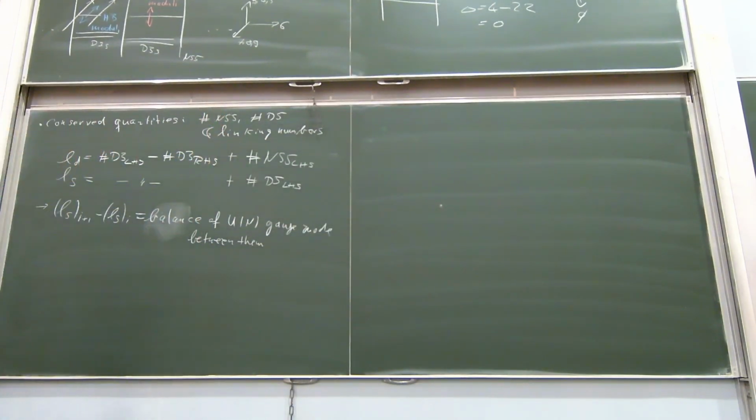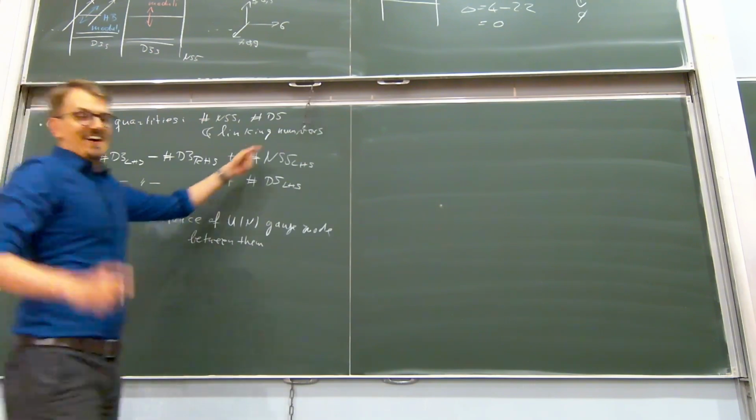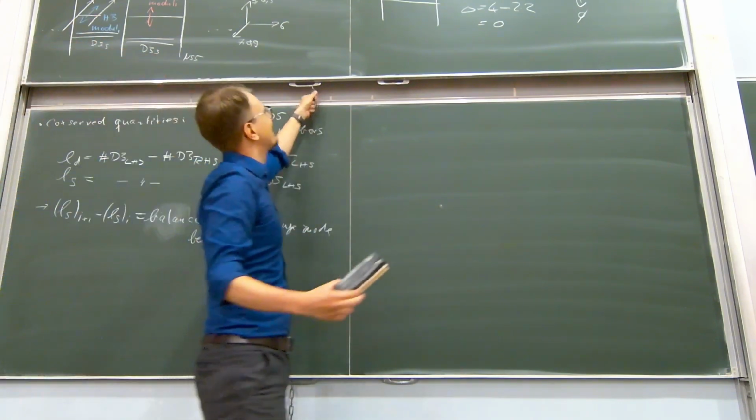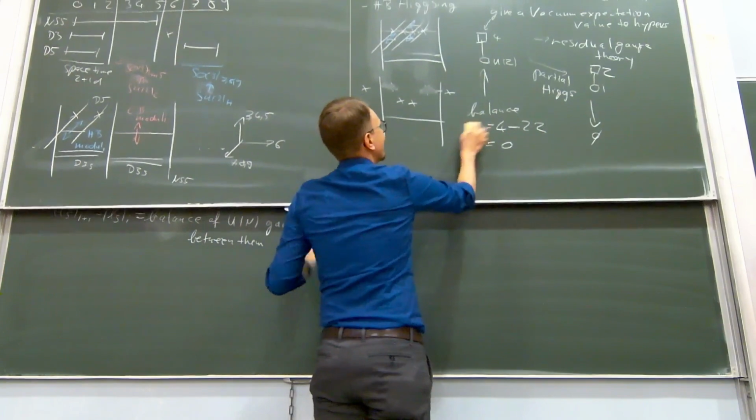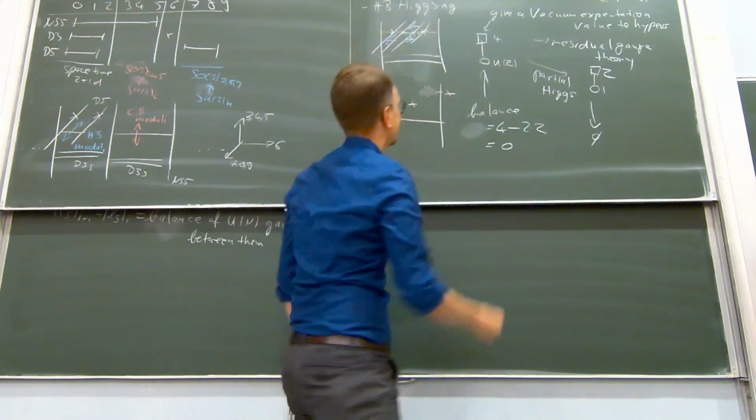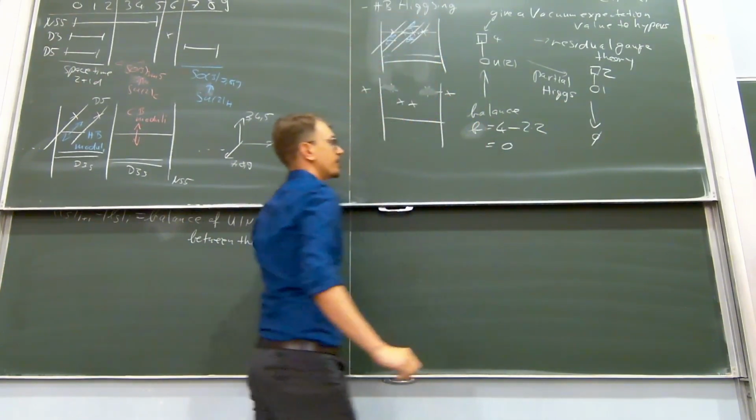Sorry? What is the sign? Delta. Oh, well, yeah, maybe I shouldn't use delta. Excellent point. Let's call it B for balance. Okay. Right.